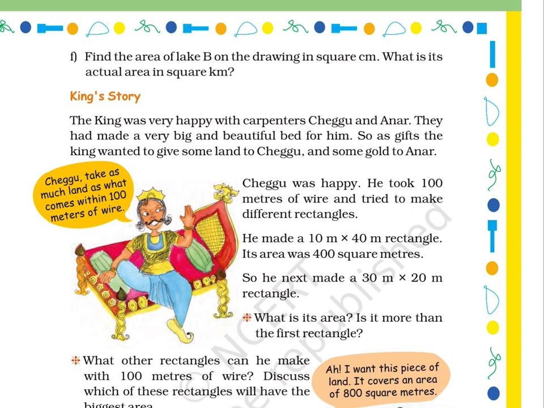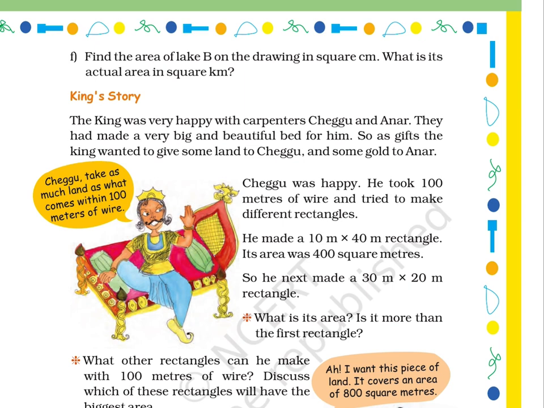King's story. The king was very happy with carpenters Cheggu and Anar. They had made a very big and beautiful bed for him. So, as gifts, the king wanted to give some land to Cheggu and some gold to Anar. We have the picture of the king sitting on his bed and asking Cheggu, "Cheggu, take as much land as what comes within 100 meters of wire."